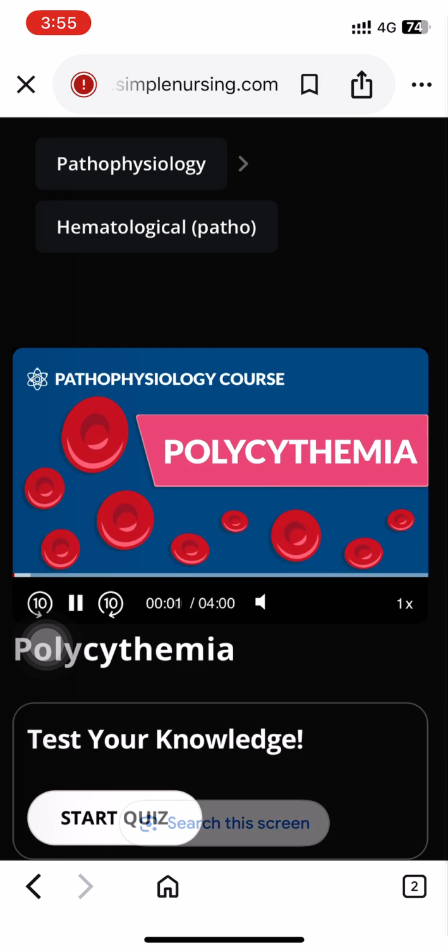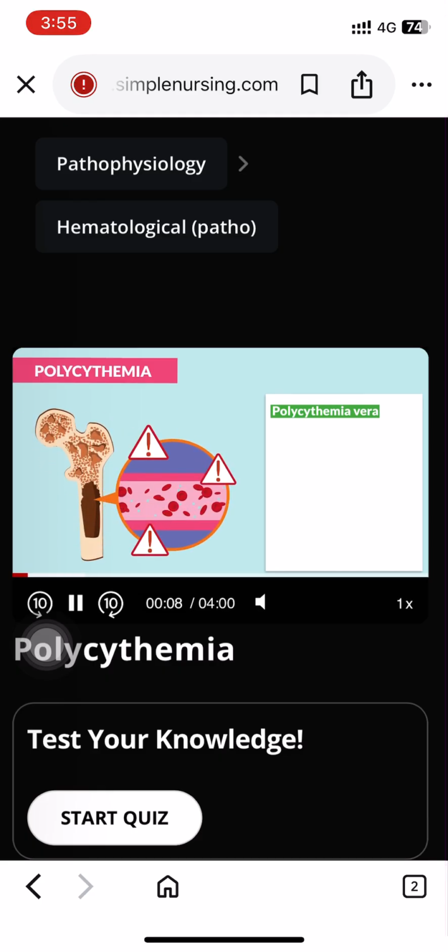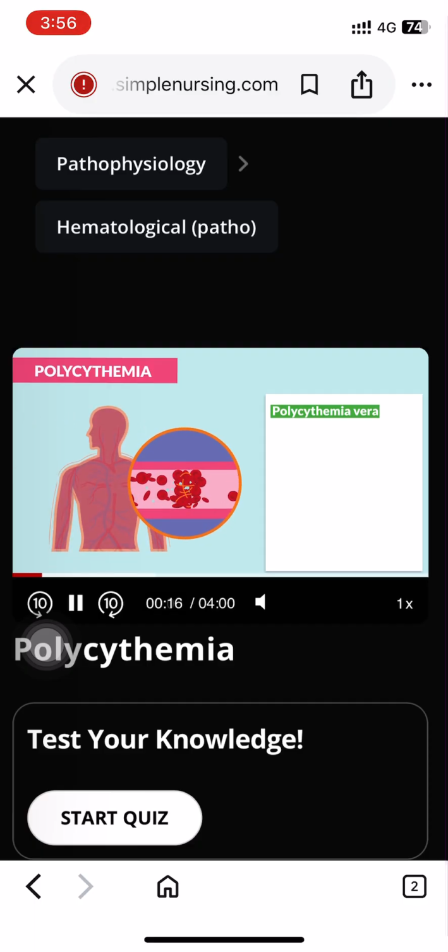Now for polycythemia, we have two types. Polycythemia vera is a type of blood cancer. It causes the bone marrow to make too many red blood cells, those RBCs, which causes sort of a major traffic jam within the blood vessels, making the blood very thick and slowing blood flow, resulting in blood clots all over the body. So please write this down.